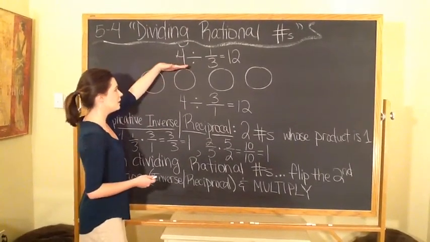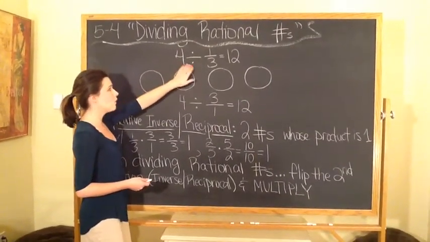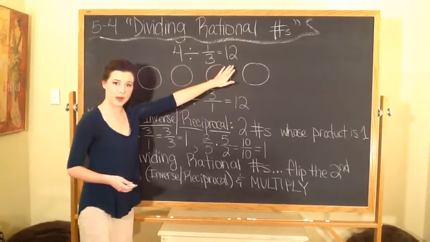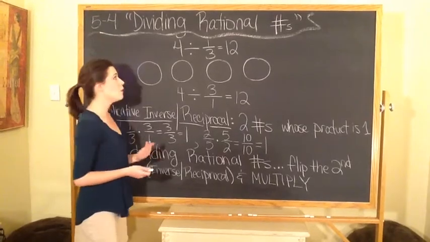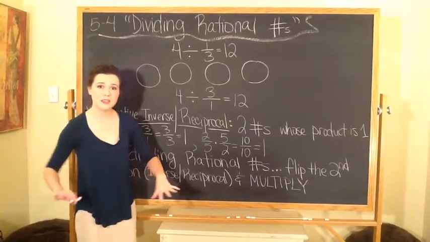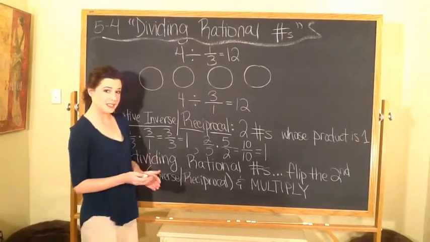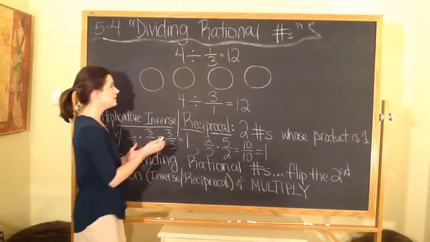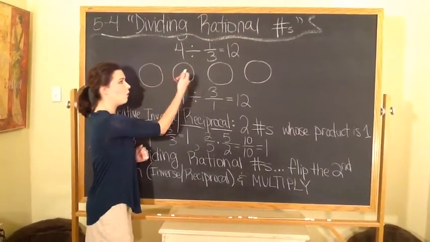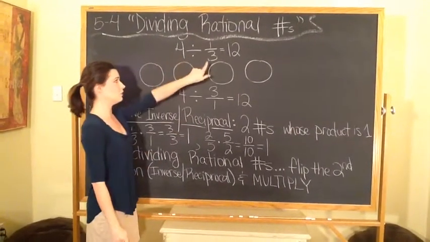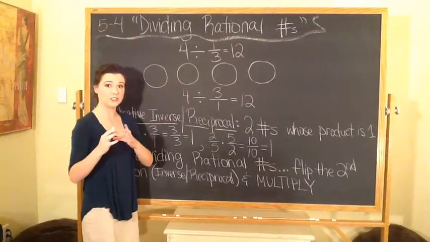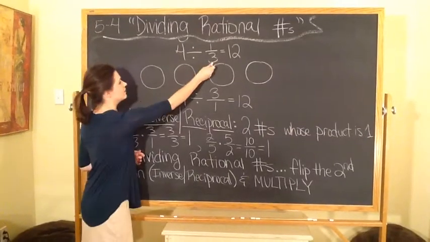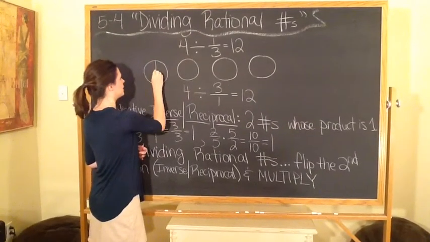In this particular case, we have 4 divided by 1/3 equals 12. So let's figure out, what is this actually asking you to do? Now remember, when we're dividing, we're splitting things up into pieces. In this case, we have 4 wholes, and we are going to split it into thirds. So we're going to split each of these wholes into 3 parts. Since we want them to be 3 parts, we're going to split them up like this.